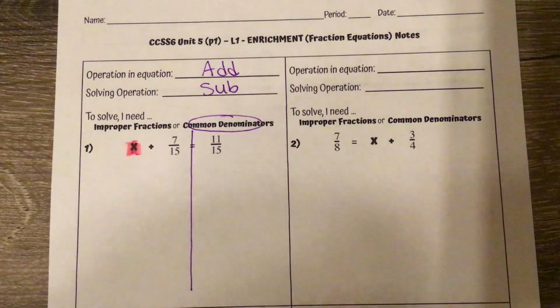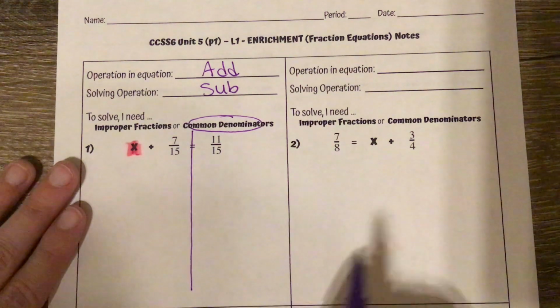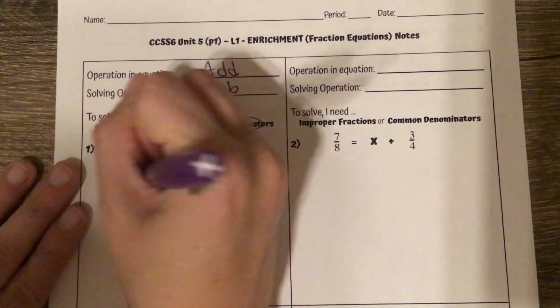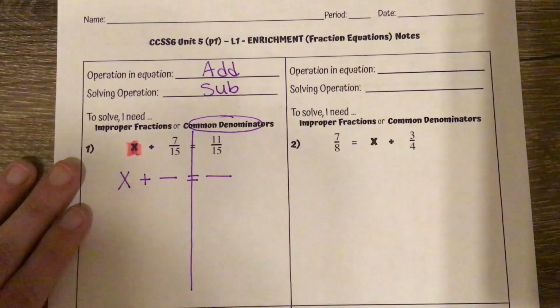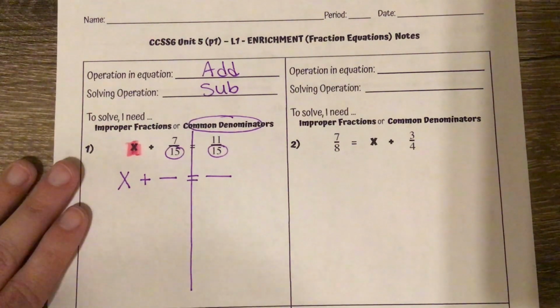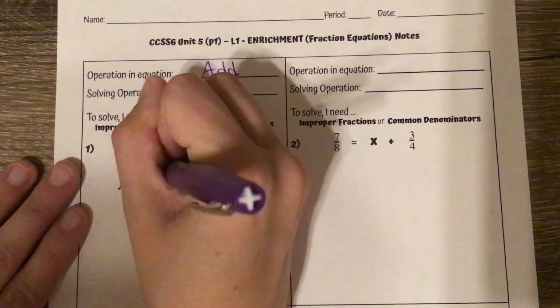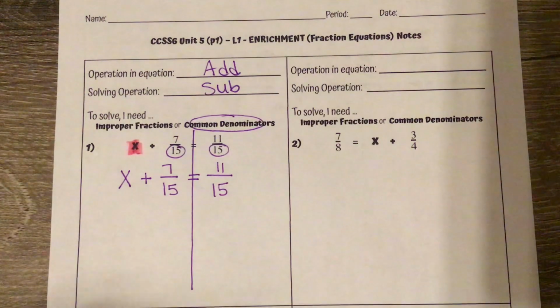So what I'm actually going to do before I even do the solving process is I am going to rewrite this equation with common denominators. So if I look at these, denominator of 15 and 15, oh, they're already the same. So I'm actually just rewriting it as is. Now I'm going to go through the solving process.